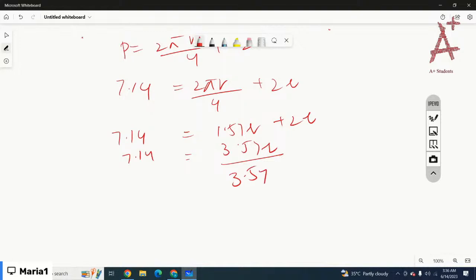Just divide by 3.57. This would cancel out. You are left with r, and 7.14 divided by 3.57, that is 2. Got it? That means the radius is 2.